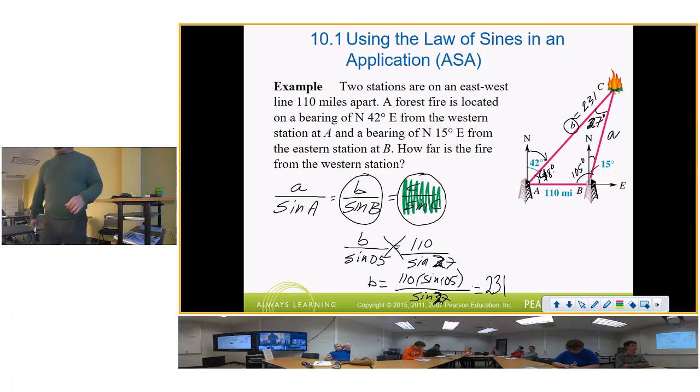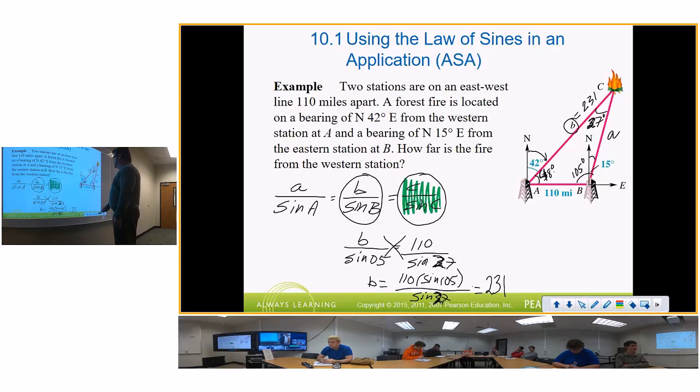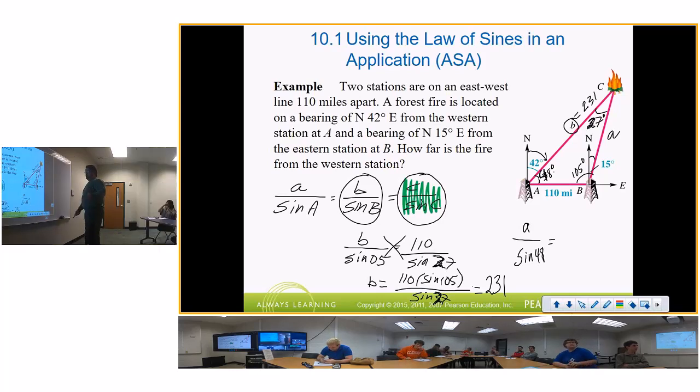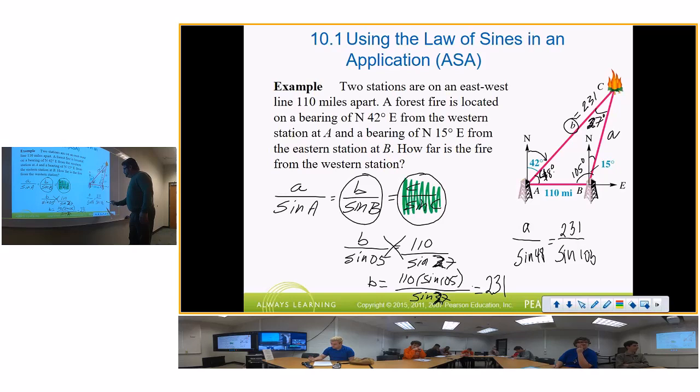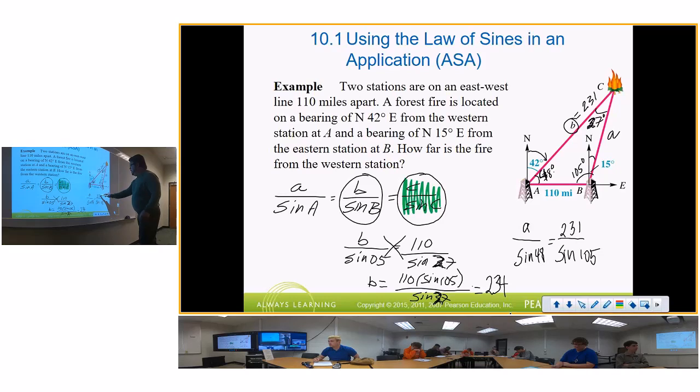All right, so we better stop because somebody will complain. We got a over sine of 48 is equal to, take your pick. If you want to pick B, you pick B, 234 over sine of 105. Should be 234, I believe. Okay, thank you. All right, 234.